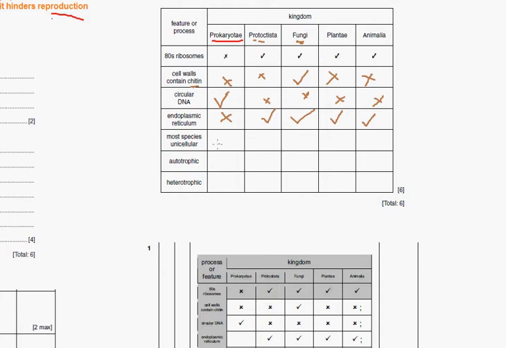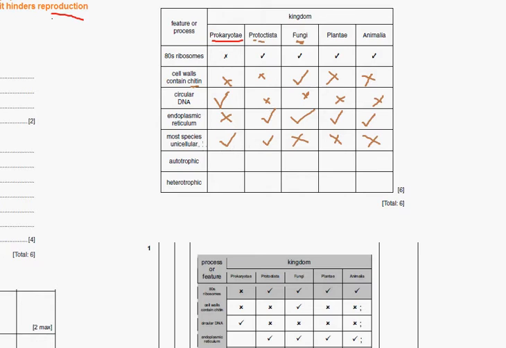Then species unicellular. So unicellular are this one and this one. We know these include malarial parasites, the malaria protozoa, called Plasmodium. The Plasmodium are in this protista group, so they are unicellular.